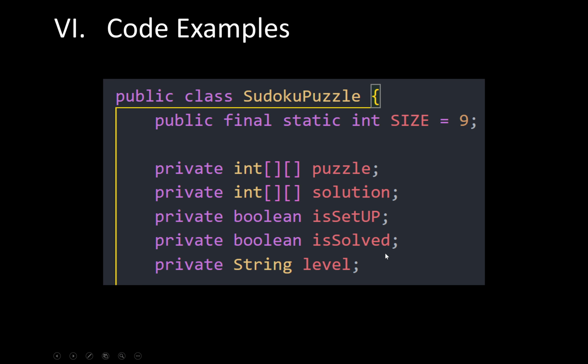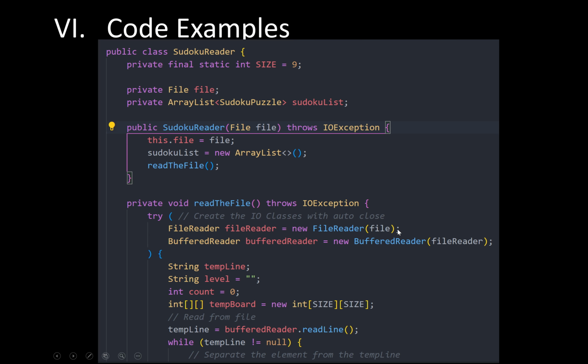And then I have another class, the Sudoku puzzle itself. It has a few private variables here: the puzzle itself, the solution, is set up, is solved, and the level. And I also created another class, Sudoku reader, to read the Sudoku from a CSV file. I use the file reader and the buffered reader to read the file.